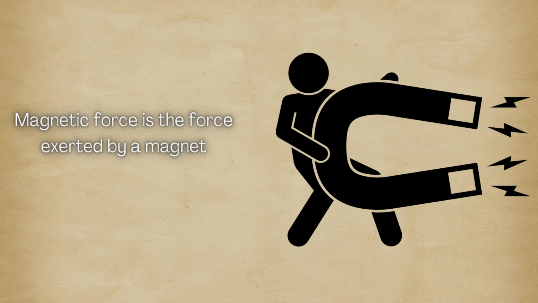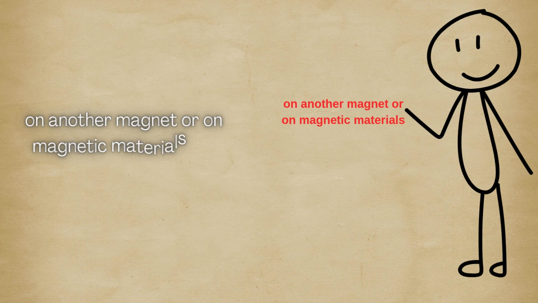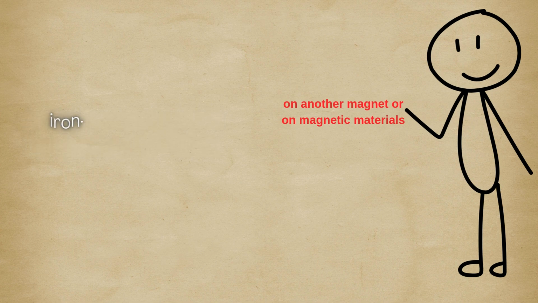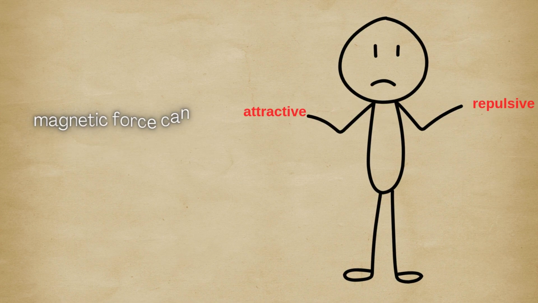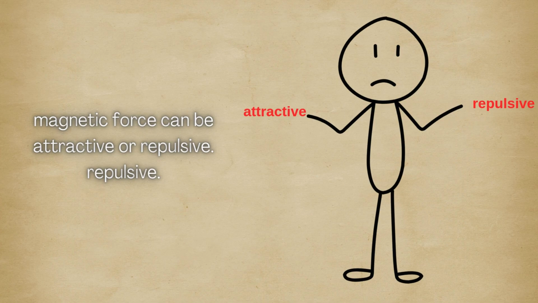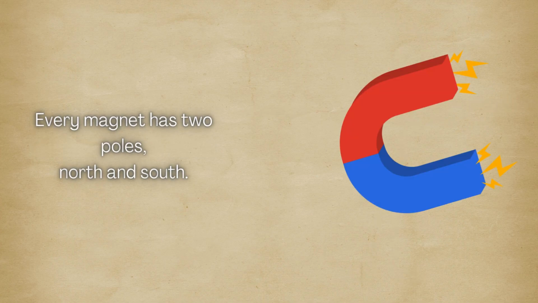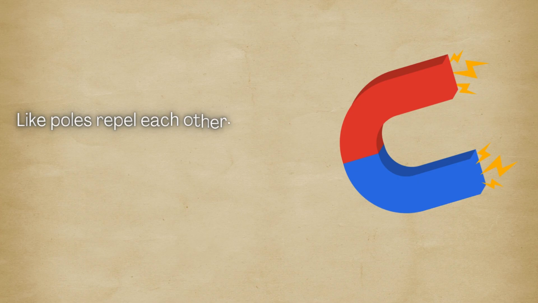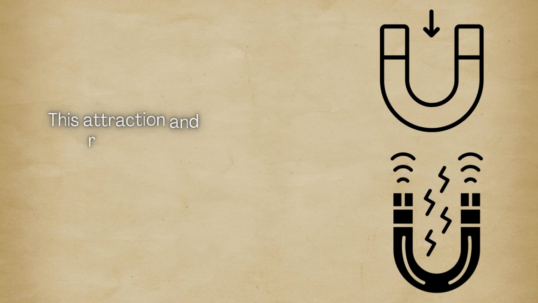Now let us move to the second non-contact force, magnetic force. Magnetic force is the force exerted by a magnet on another magnet or on magnetic materials like iron. Unlike gravity, magnetic force can be attractive or repulsive. Every magnet has two poles, north and south. Like poles repel each other. Unlike poles attract each other. This attraction and repulsion happen without contact.